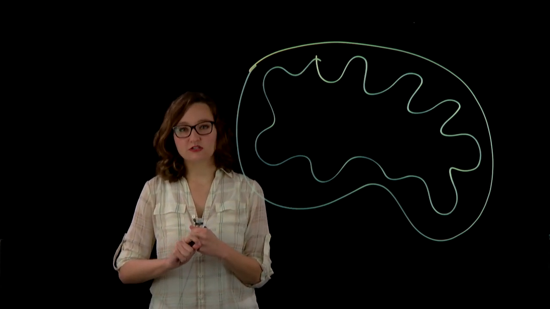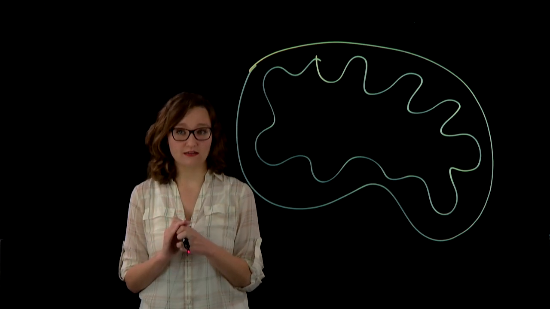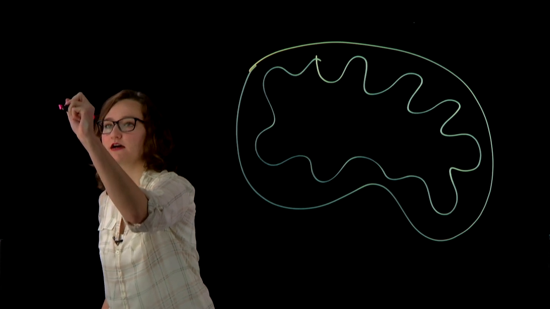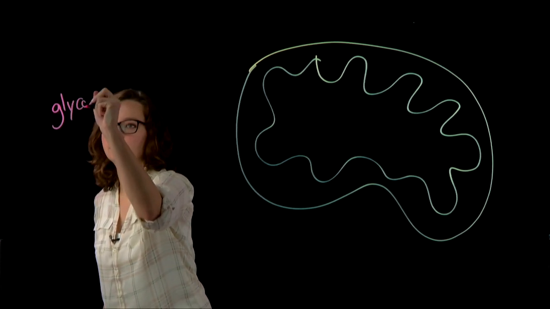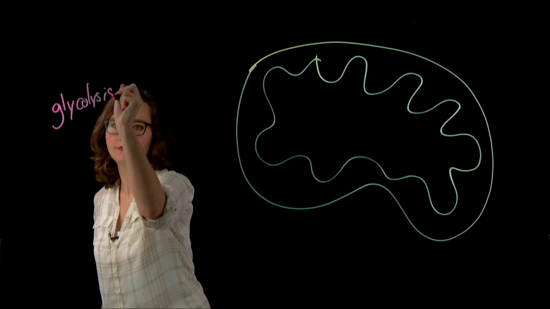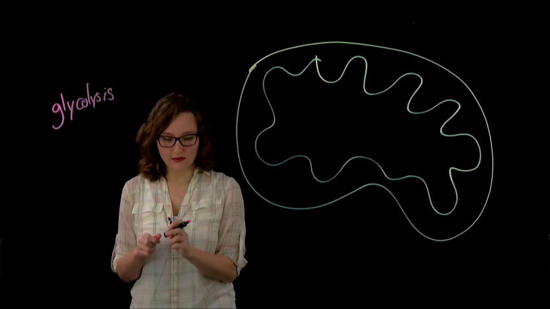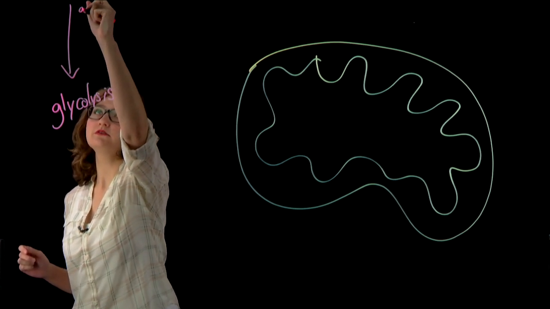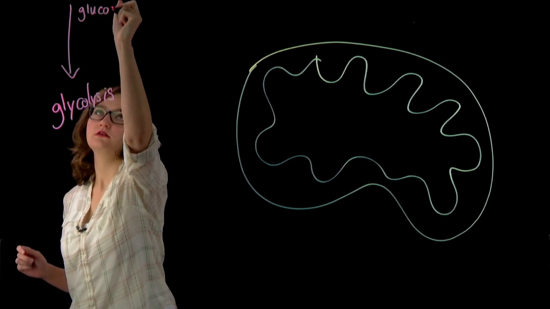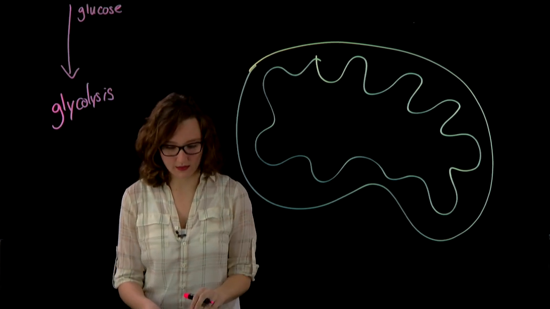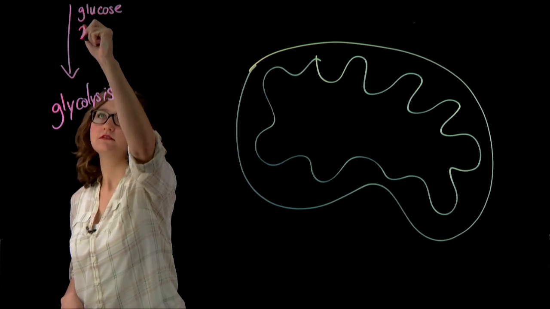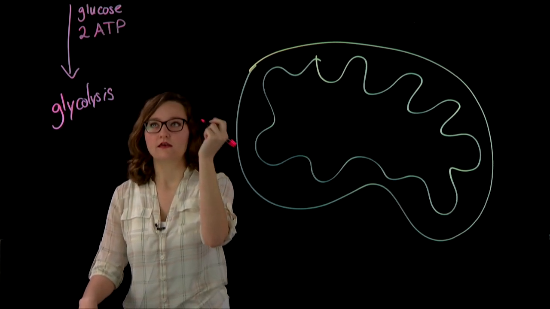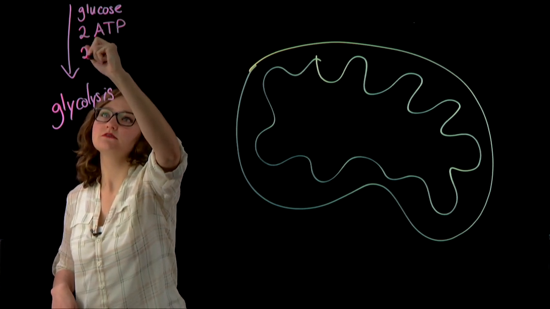So cellular respiration begins with breaking down sugar in a process called glycolysis. And glycolysis actually occurs outside of the mitochondria. Into glycolysis, we have to put in a glucose molecule. We have to invest energy in the form of two ATP molecules. And we need two electron carriers called NAD+.